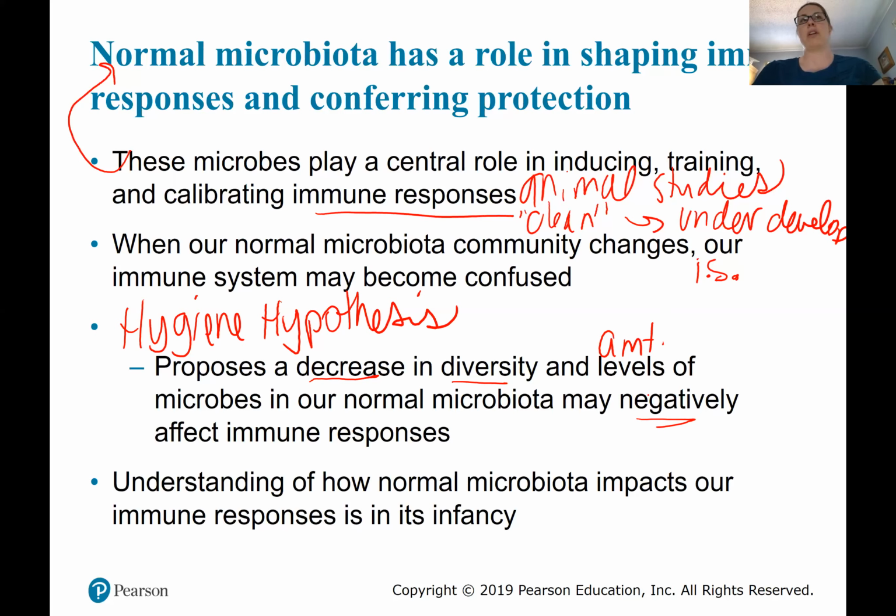And there are studies out there that are linking this hygiene hypothesis to an increase in the number of allergies that people have, because the idea is that the immune system is just bored and it hasn't been properly trained, and so it is attacking pollen and other allergens that aren't necessarily harmful to the body.